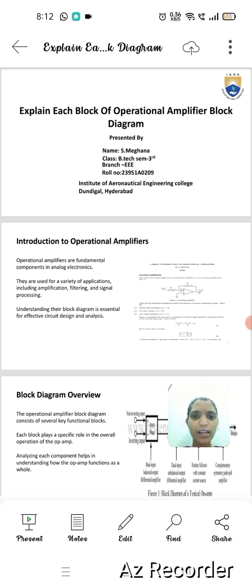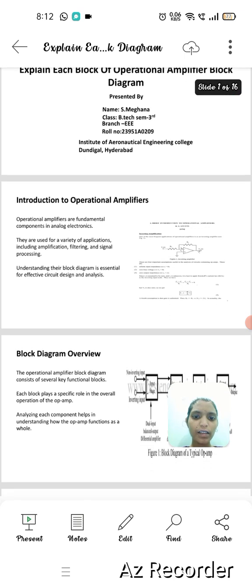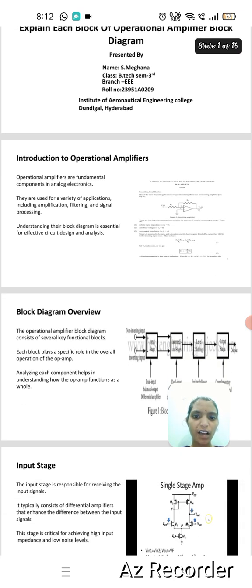Today, my topic is to explain each block of the operational amplifier block diagram. Introduction to operational amplifier. Operational amplifiers are fundamental components in analog electronics. They are used for a variety of applications, including filtering and signal processing. Understanding the block diagram is essential for effective circuit design.